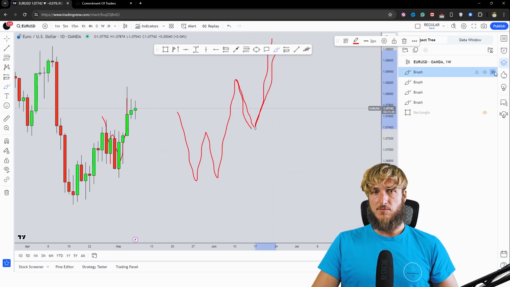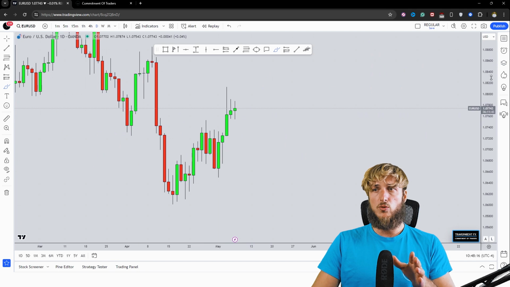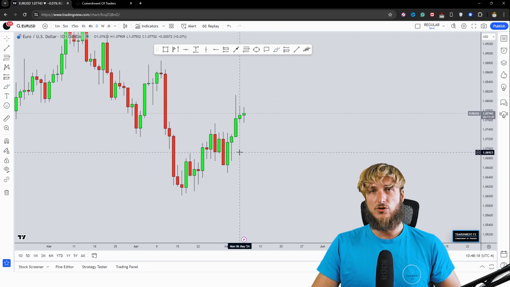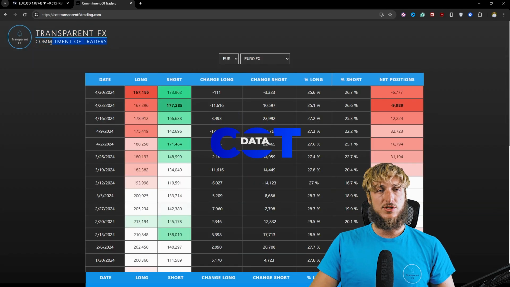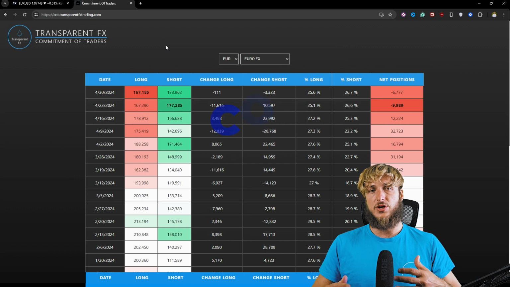So let's keep this in mind. And before we move more into detail on what we have here on the daily time frame, first, let's go and see what we have when it comes to the commitment of traders. So what hedge funds and the big players are doing.